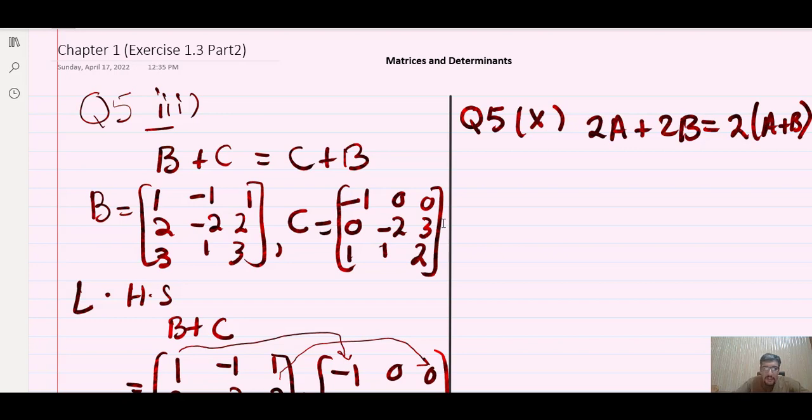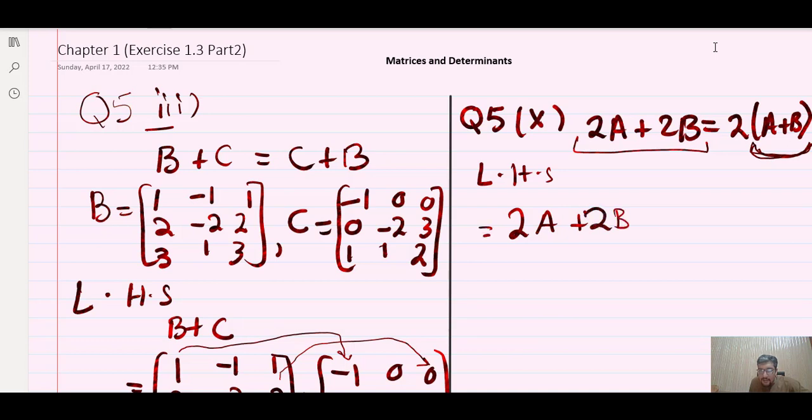So always remember that first of all we have to solve the parenthesis. Whatever we have within the bracket, we have to solve that one. In this, when you are going to solve the right hand side, first of all you have to add the two matrices. Whatever the result you get, you have to multiply it with 2. So first of all we will solve the left hand side and then the right hand side. So left hand side is 2a plus 2b.